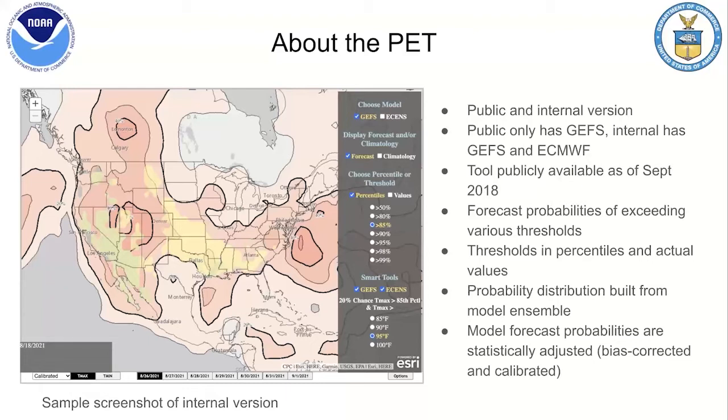This is just a sample screenshot of the internal version of our tool. As Brad mentioned earlier, we can look at different values as well as the percentiles. You can see on the right side, at the bottom, smart tools. This highlights where the exceedance of a percentile as well as the exceedance of an actual value combined is reached. So it's a nice, easy way for forecasters to see where that combination of percentile and actual values might be considered hazardous.